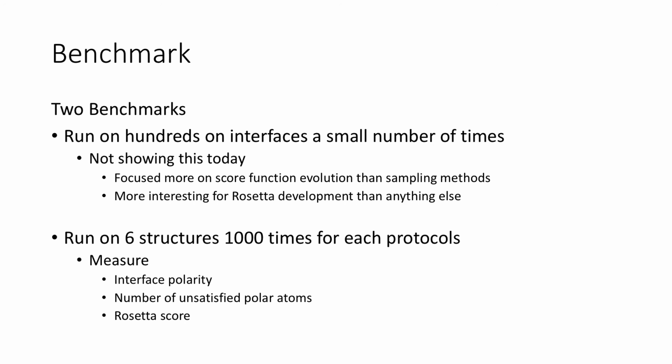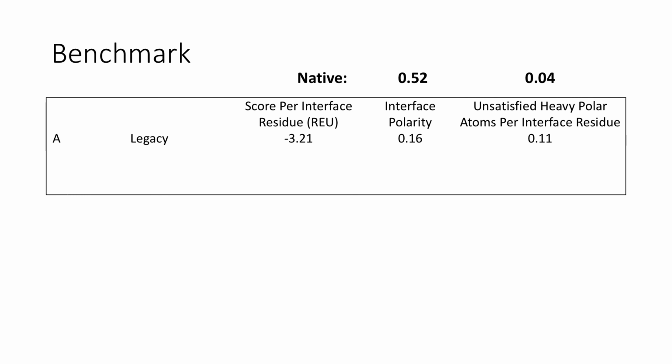The metrics that I measure for each protocol are the interface polarity, what fraction of residues at the interface are polar, and, of the number of polar atoms you have at the interface, what fraction of them have hydrogen bonding partners. So unsatisfied polar atoms, you want to minimize. Unsatisfied means they don't have partners. And then Rosetta score. Like I said, when you create a sampling protocol, you really want the score to improve, sometimes above all. So just to walk through the benchmark, there are 6 proteins, A, B, C, D, E, F.